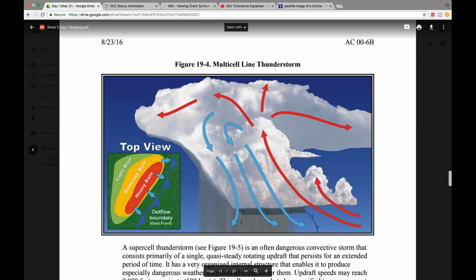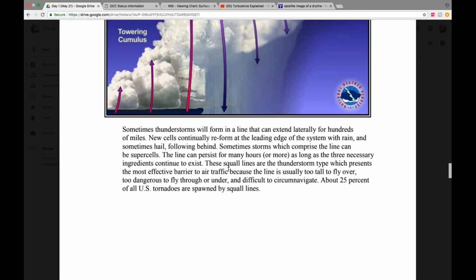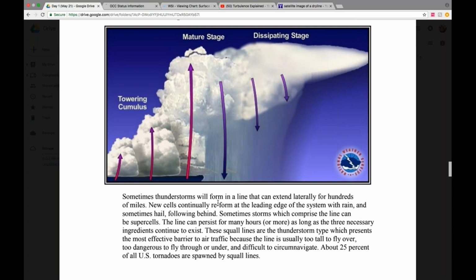The squall lines are the most effective barrier to air traffic because the line is usually too tall to fly over, too dangerous to fly through or under, and difficult to circumnavigate. About 25% of all U.S. tornadoes are spawned in the squall lines. Okay, so extremely dangerous storm systems.